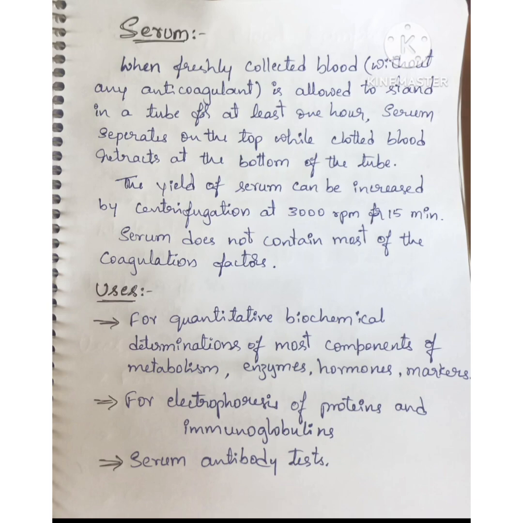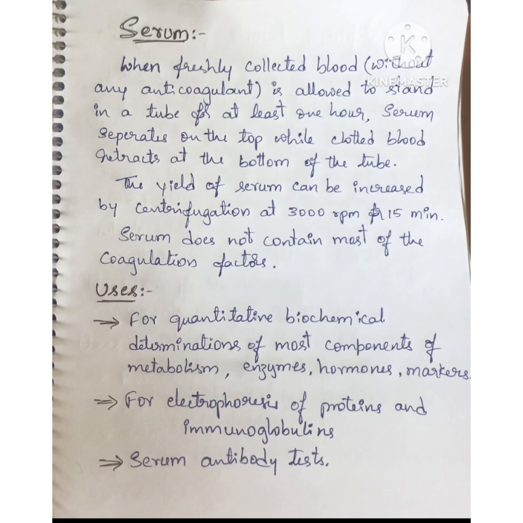Next, we are going to learn about serum. When freshly collected blood without any anticoagulant is allowed to stand in a tube for at least 1 hour, serum separates on the top while clotted blood retracts at the bottom of the tube. The yield of serum can be increased by centrifugation at 3000 rpm for 15 minutes. Serum does not contain most of the coagulation factors.